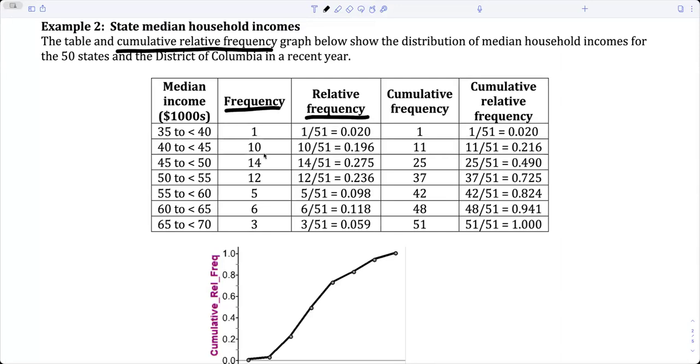And then there's 10 in the 40 to 45. And so the 10 out of 51 gives us approximately 20% out of that. Okay, and then there's the cumulative frequency, which is going to add everything up to that. For example, the first one's 1, but this one is 11 because it adds the 1 and the 10 together, cumulative. And then we have 14, so the next one, the 14 is added to that 11, which would be 25. Okay, and the cumulative relative frequency is expressed as a percent there.